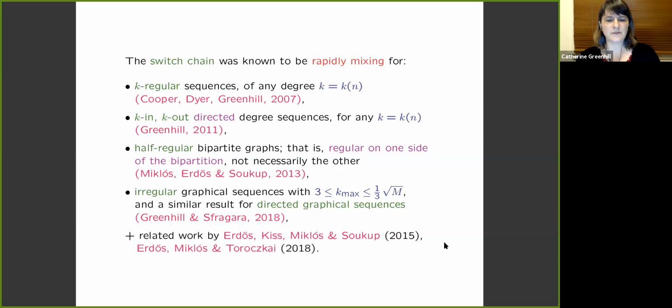Erdős, Kiss, Miklós and Soukup showed how to turn this into a self-reducible problem so that the sampling could do approximate counting as well. And this paper takes two degree sequences which are known, for which the switch chain is known to be rapidly mixing, and shows how to turn them into a new degree sequence for which the switch chain is also rapidly mixing. So that was kind of interesting.